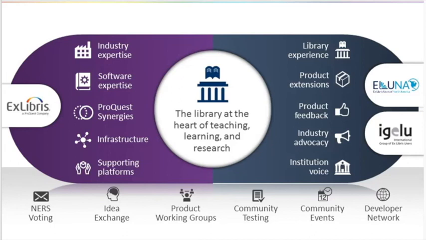You will see here on the bottom part of the screen some of the things that I mentioned before: the NERS voting, the idea exchange, the product working groups, the community testing, the community events, and the developer network. Looking at the right-hand side of the screen, the library experience, the product extensions, the product feedback, the industry advocacy, the institution voices, and of course our user groups, ELUNA, Ex Libris Users of North America, and IGeLU, the International Group of Ex Libris Users.